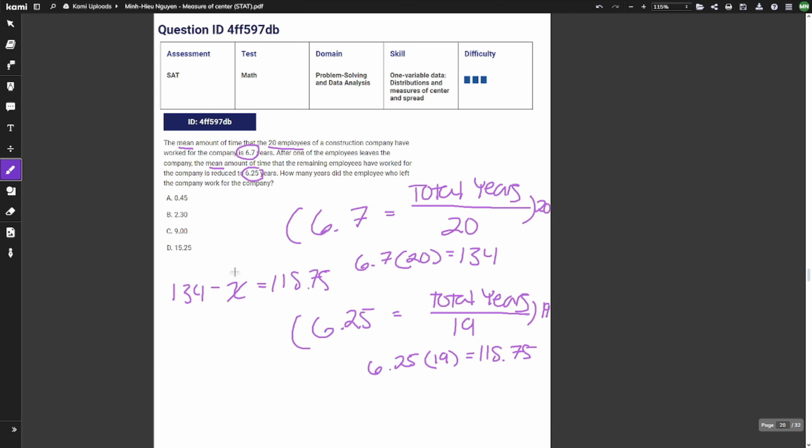So to find the total number of years that this guy worked, all we have to do is 134 minus 118.75, which is equal to 15.25. So our answer is D.